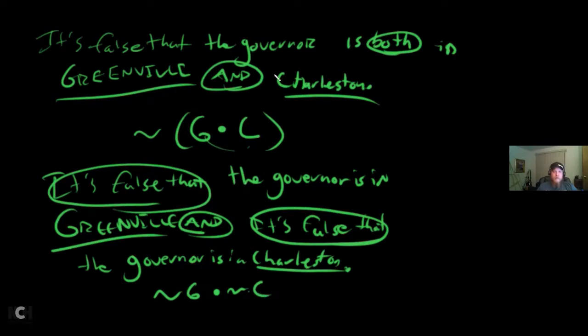So if you see it's false that both, it's saying that two things together as an and cannot go together. Can someone be in Greenville and Charleston at once? No, they cannot. That's what this is saying. Can he be in two places at once? No. This is saying he's not here and he's not here. Two different things. Okay, let's take a look at another example of a negation.